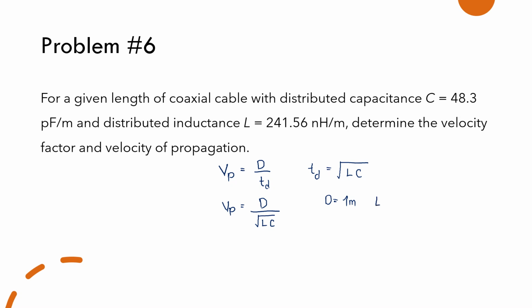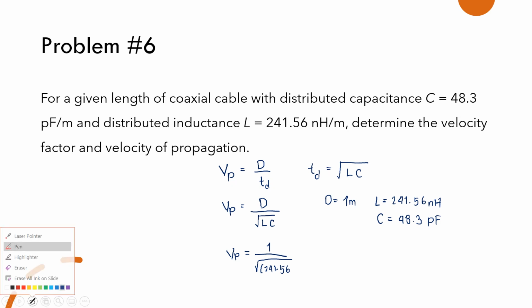Okay, so our inductance naman ngayon will be 241.56 nanohenry, since per meter yon. So, minultiply natin sa 1 meter na distance. So, 241.56 nanohenries. Ganon din yung capacitance. That is 48.3 picofarad. Okay, so substitute natin, the velocity of propagation is actually equal to 1 over the square root of LC.